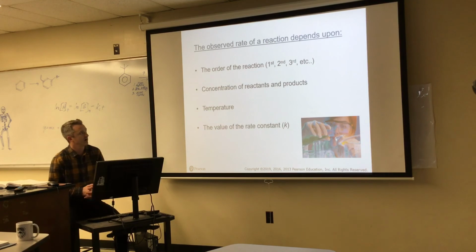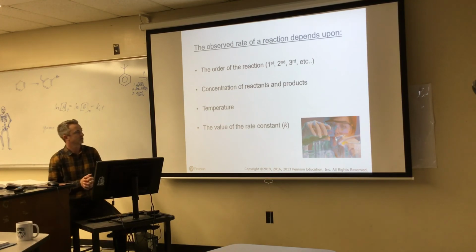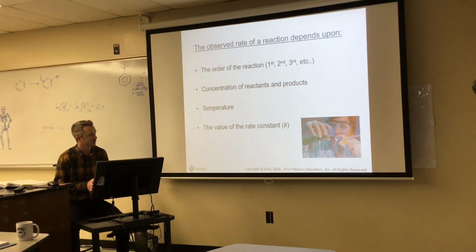So the observed rate of a reaction depends upon these four, which we just talked about: the order of the reaction, whether it's first, second, third order; the concentration of the reactants and the products; the temperature; and the value of the rate constant, which must be determined experimentally.